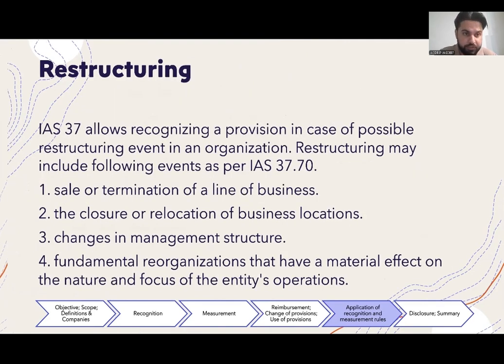Next up is restructuring. IAS 37 allows recognizing a provision in case of a possible restructuring event in the organization. Restructuring may include events such as sale or termination of a line of business, the closure or relocation of business location, change in management structure, or fundamental reorganization that has a material effect on the nature and focus of the entity's operation.